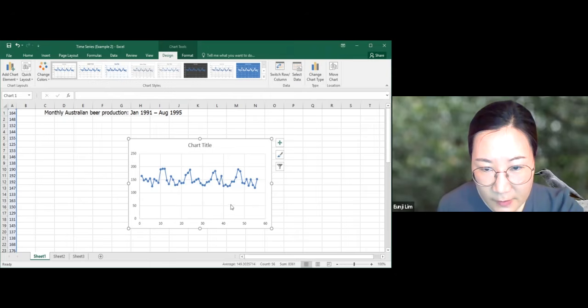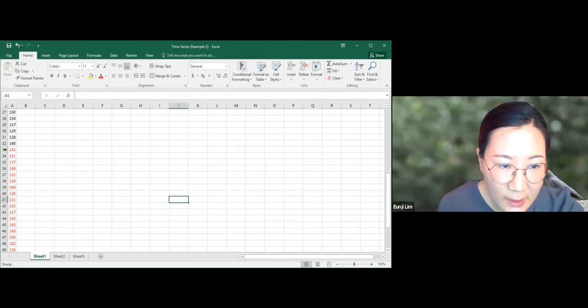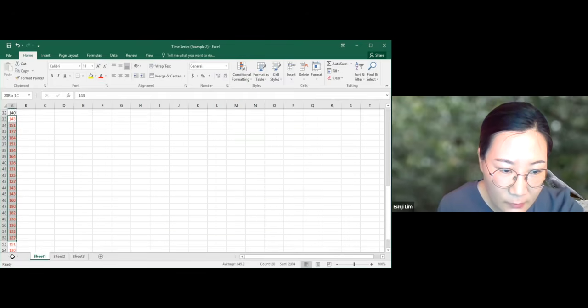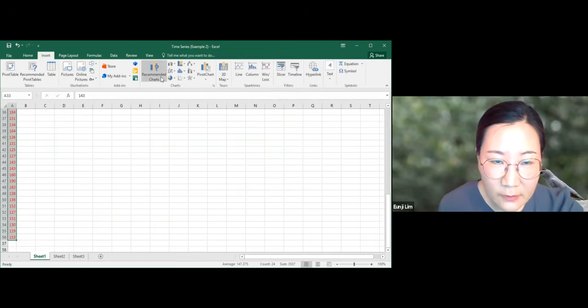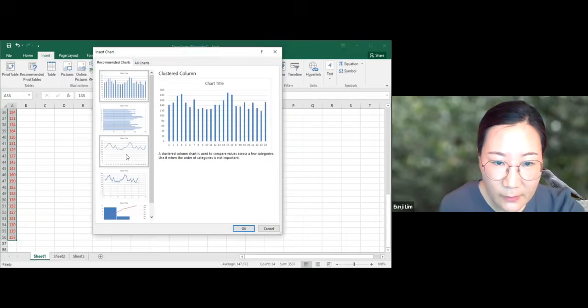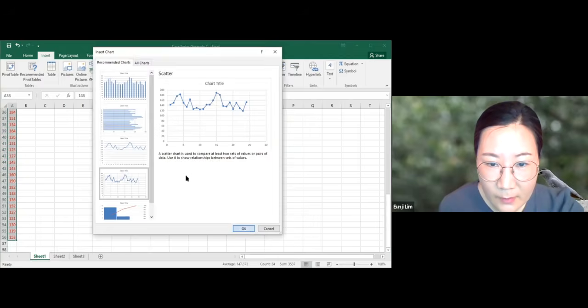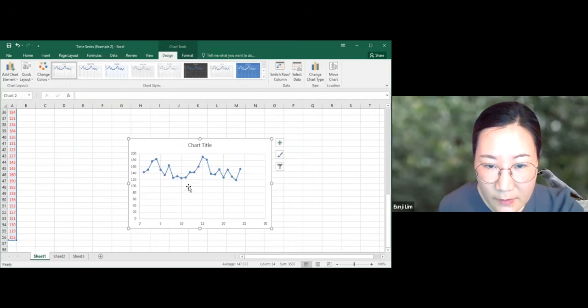How about seasonal? Is it seasonal? To see if it's seasonal or not, let's plot the last 24 data points on the XY plane. So I'm going to select the last 24 data points, click Insert, and click Recommended Charts. So this is the first year, and this is the second year. Do you think a certain pattern is repeating over and over again? Yeah, because you see the peak in the same month every year.